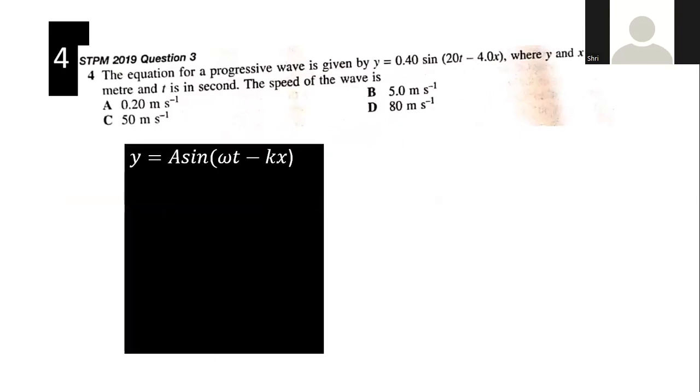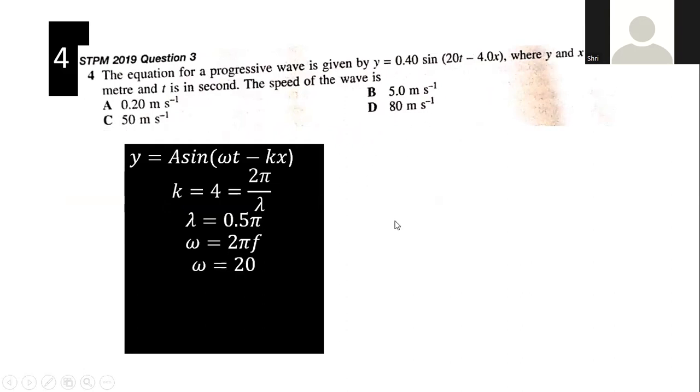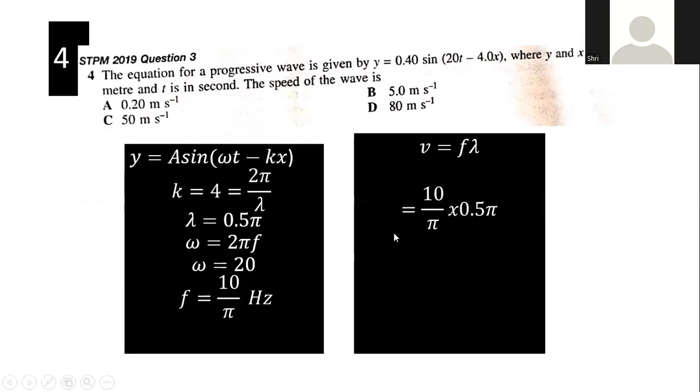Right, compare with the standard equation. There's your k. Find your lambda. Then omega. Omega is 2 pi f. So in this case, omega is 20 pi. Divide by 2 pi and there's your frequency. There's your lambda. Pi and pi cancel off. Okay, B.